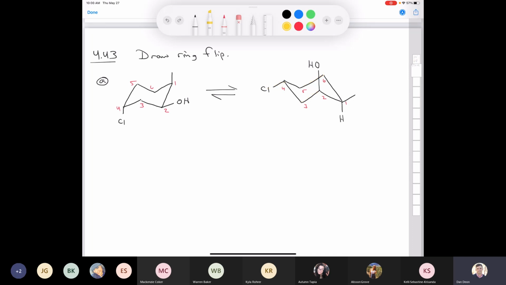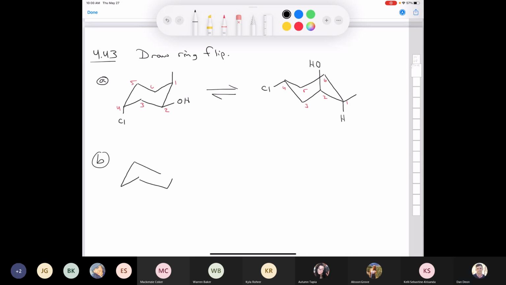So let's try 4.43b, which asks us the same thing. It's actually an isomer of this compound. So we'll start by drawing the best chair I can. Maybe I need a chair template in my iPad. Anyhow, so we have a chlorine going up here. We have a hydroxyl pointing up here. And then we have a methyl group pointing down like that. So we're going to draw the ring flip. Start by drawing something that looks like this. Draw the chair to get started.